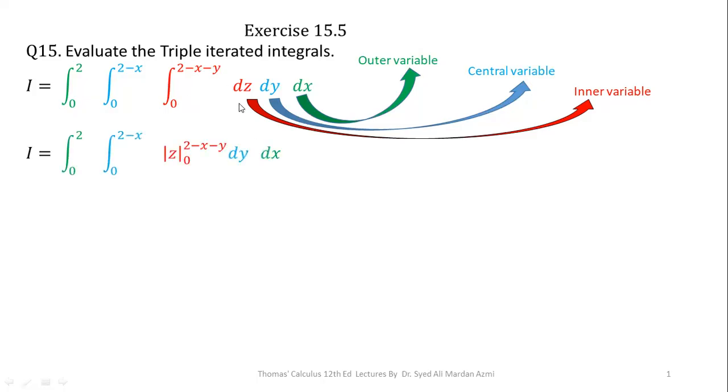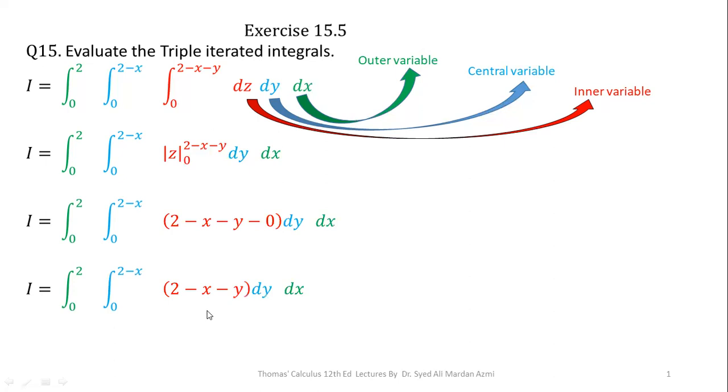So for the integration of dz, we will start with the integration of z. The integration of dz is simply z for the limit 0 to 2 minus x minus y. In the next step, we apply the fundamental theorem of calculus, upper limit minus lower limit. So after simplification, we have 2 minus x minus y. Up till now, we have completed the integration with respect to the inner variable z. In the next step, we will perform integration with respect to y.